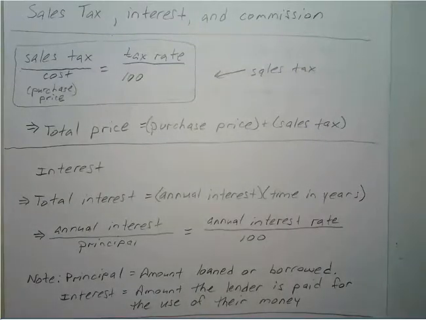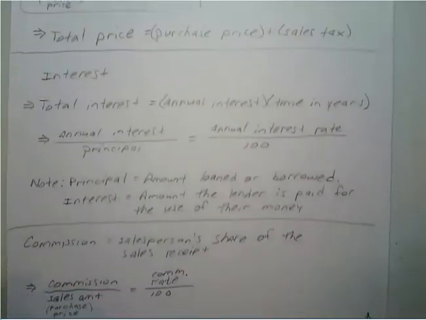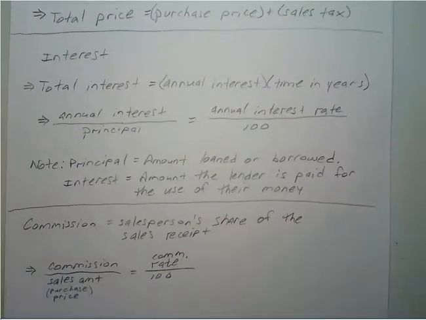All right, so just going to scroll this up. And we have commission problems. The commission is just a salesperson's share of the sales receipt. So if you have the commission amount divided by the sales amount, or the sales amount could be the purchase price, equals the commission rate over 100. If you're still writing, feel free to press pause, but we're going to go ahead and move on to our next example.